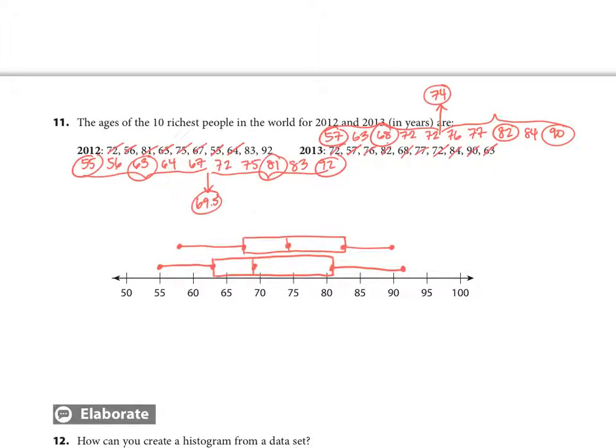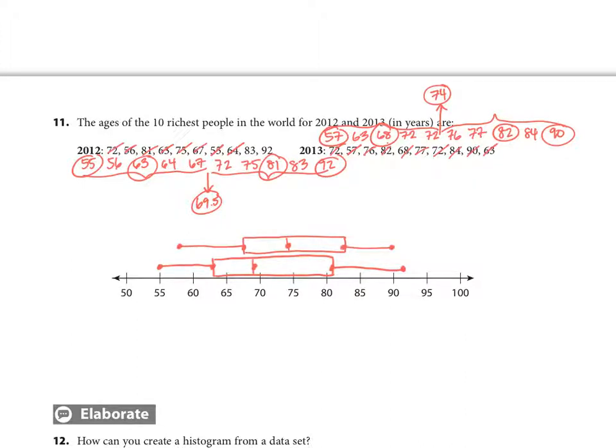And here are the box plots. As you can see here, I took the data from 2012. I got my least value, quartile 1, quartile 2, quartile 3, and the greatest value. Did the same thing for 2013. And here are my box plots. So we can use this to figure out some of the comparisons we can make between each of the years, right? These are the ages of the 10 richest people in the world.